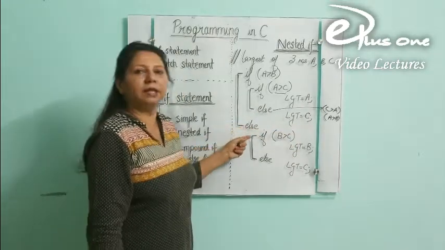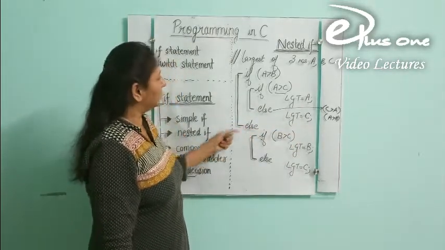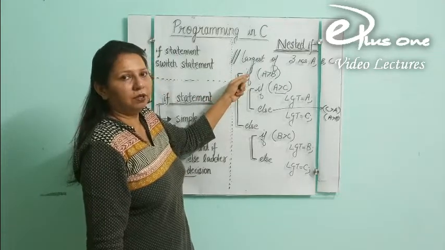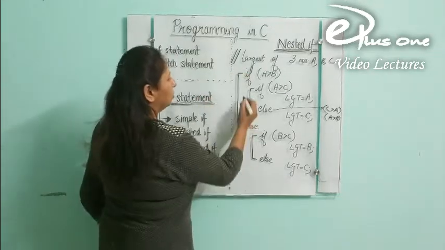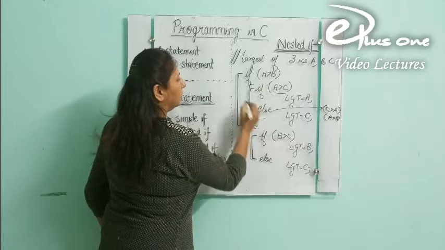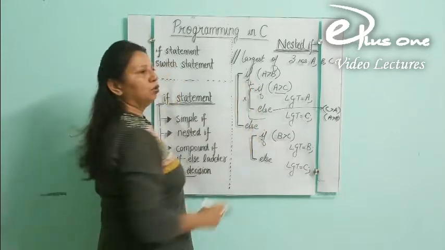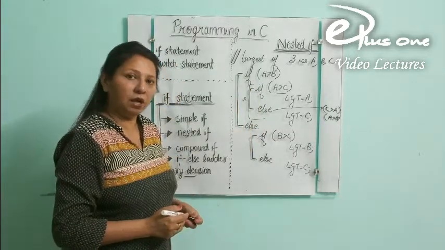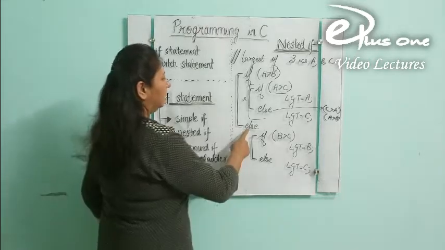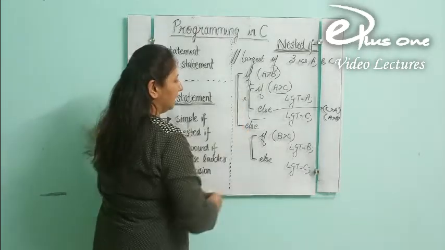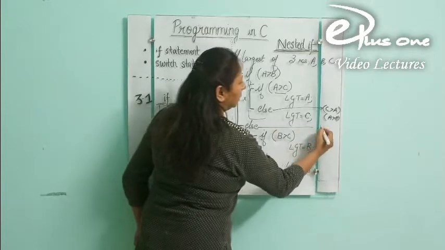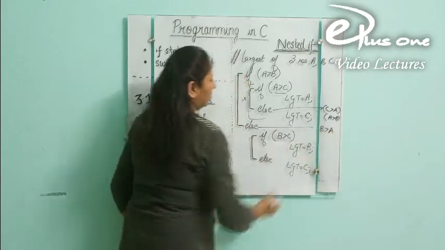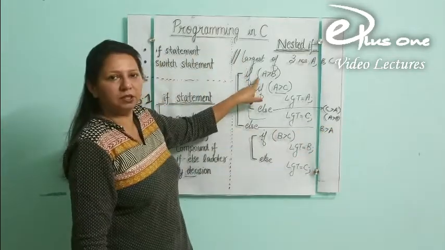Now let's move on to the next else. Next else is matching with the outer if. So what we are going to do is, now we are going to discard this if completely and move towards the first if, or the outer if. So when you say this else, it means that B is greater than A, because this is the else of this if.